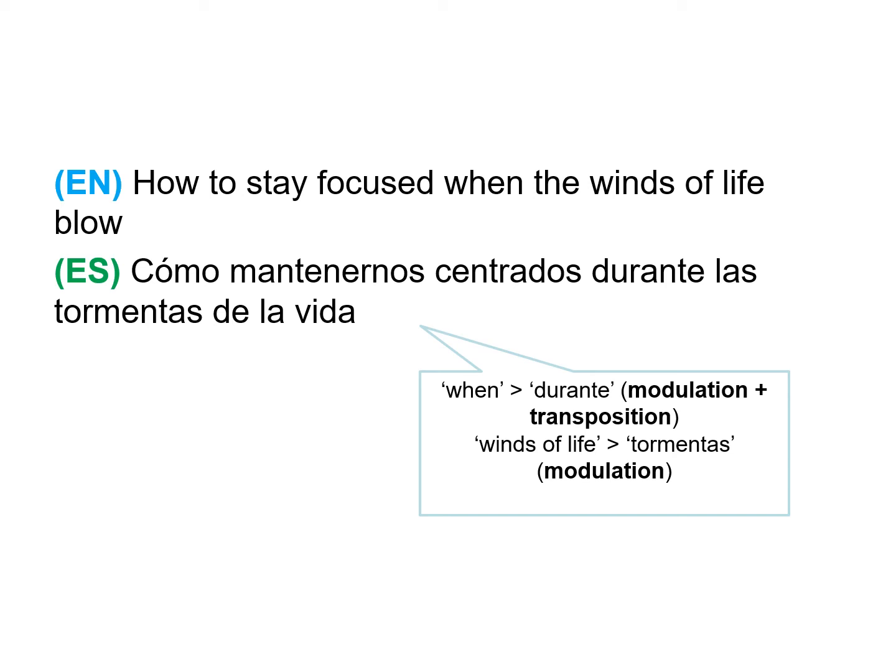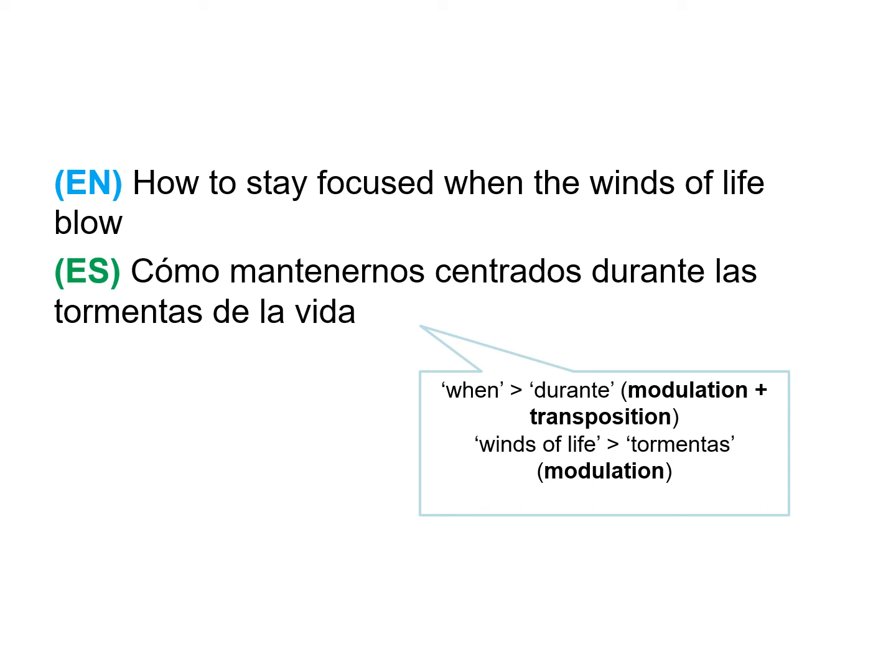So we have a change in point of view from the point of view of modulation, and we also have changes in terms of parts of speech. Then we also have "winds of life" and "tormentas." Again, we have a modulation. We have "winds" and then we have "tormentas." We can also argue that we simply have a change in meaning. The winds of life and tormentas have different meanings.